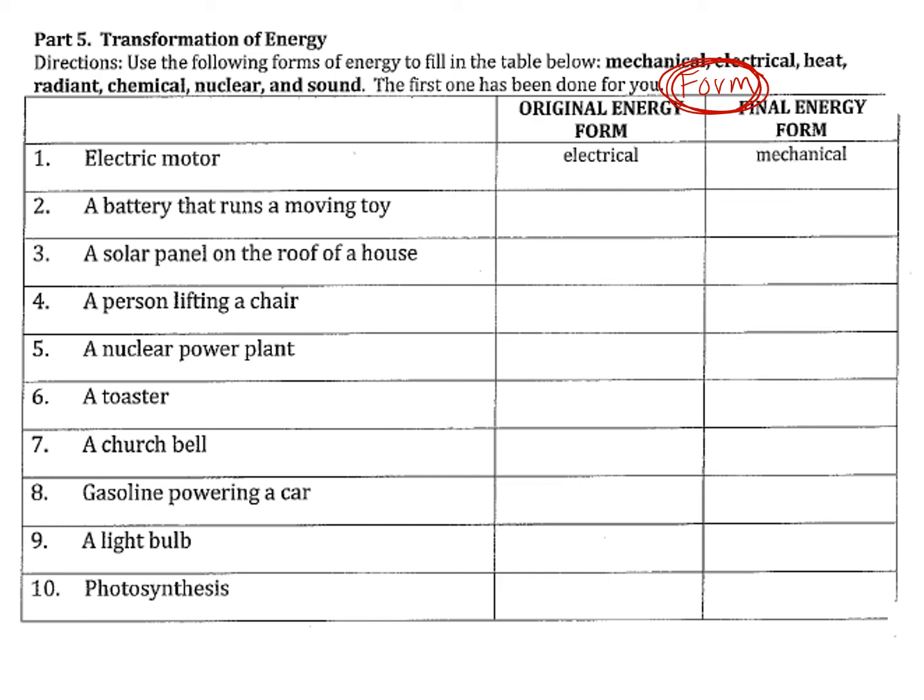So a battery that runs a moving toy, the battery is going to be chemical, and then the moving toy would be mechanical, or I could say it was also kinetic, right? A solar panel would be radiant to electrical. A person lifting a chair. A lot of people ask me about this one. It's chemical because of your food. That's how you get your energy to do everything, right? And then it turns to mechanical, or you can also use kinetic because you're moving, you're lifting the chair.